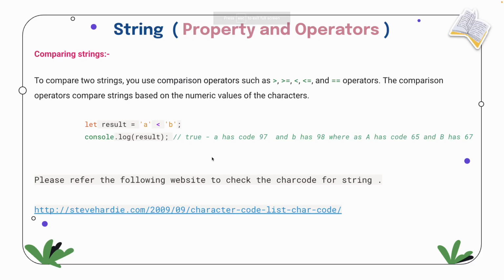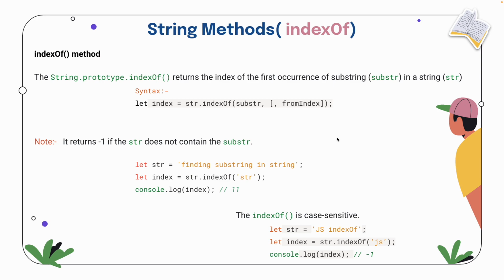So let's get back to this. Okay, so that's how we compare the character code. See, a has the code 97 and b has the code 98. So what happens? a less than b returns true because 97 is less than 98. Okay, so like that, property comparison operators are there.